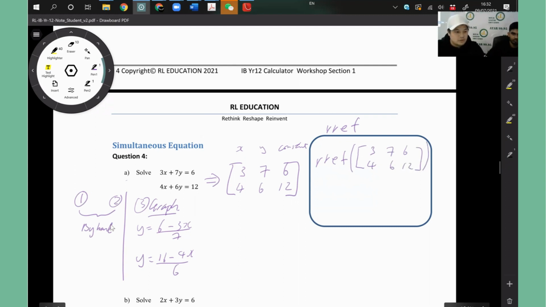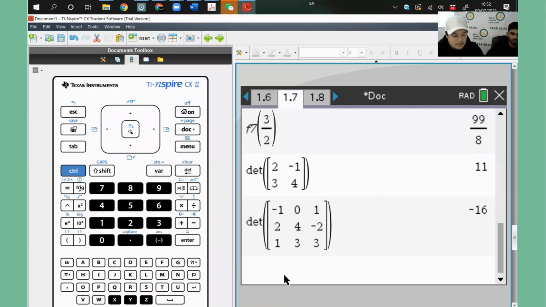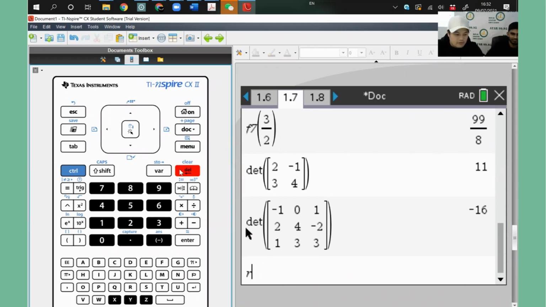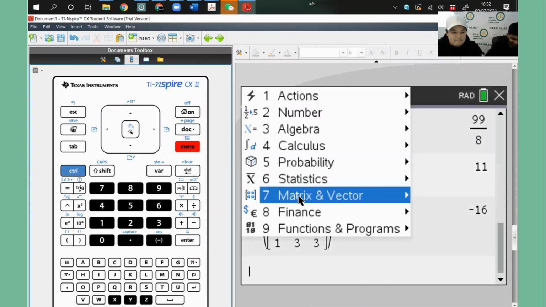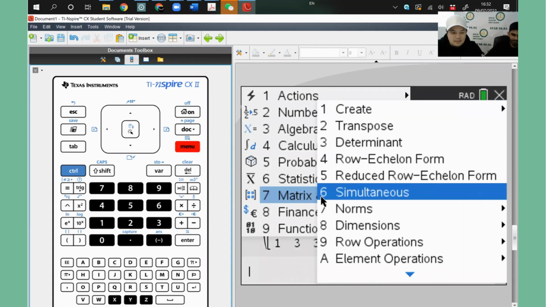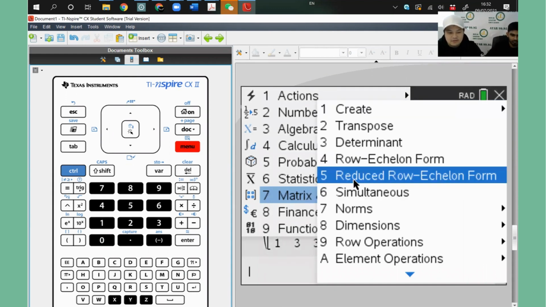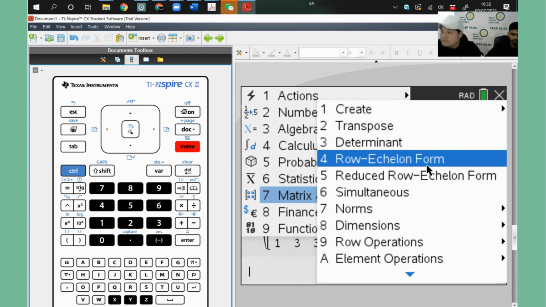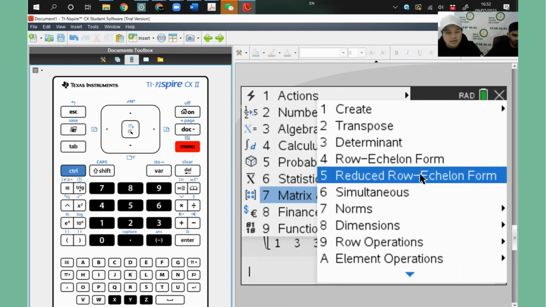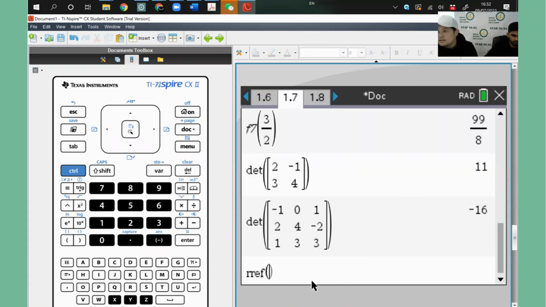So first question, where does the RREF come from? Either you type it, or for example if I forgot how to type RREF, you can do menu, matrix. Can you see the number 5? Menu 7, 5, the reduced row, RREF. When you press menu 7, 5, it also gives RREF. You can type, same thing.